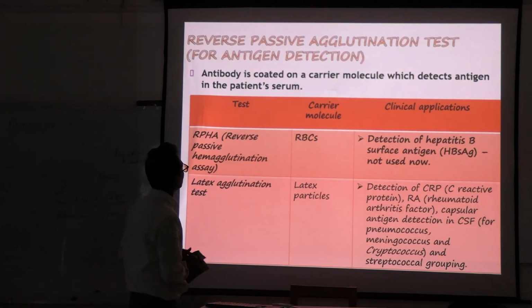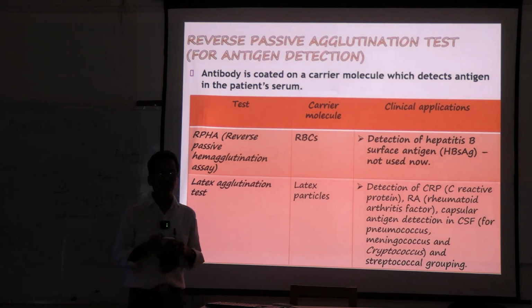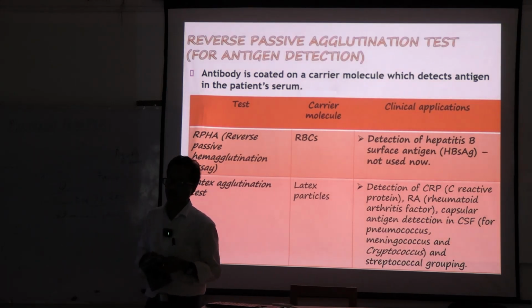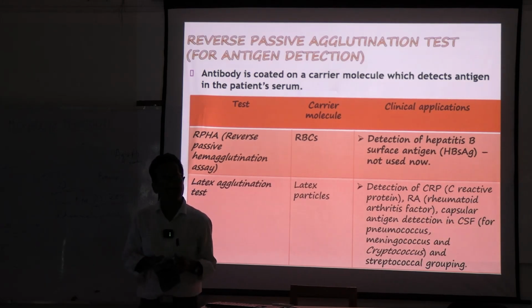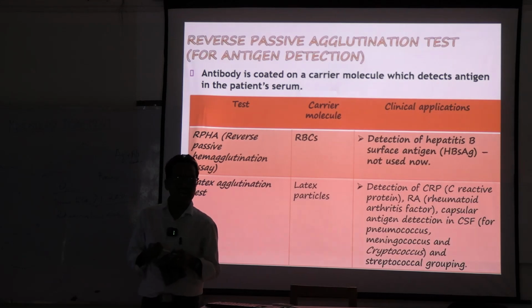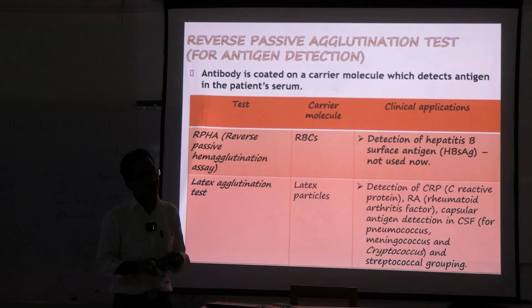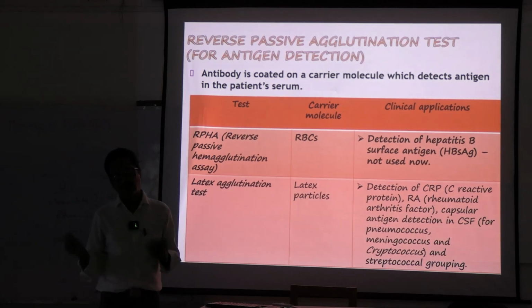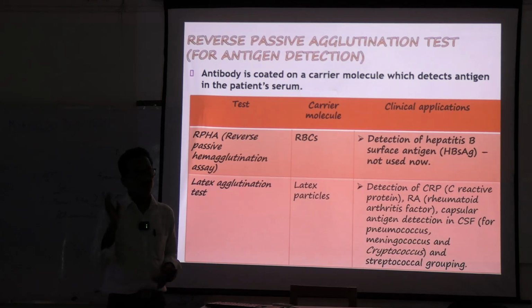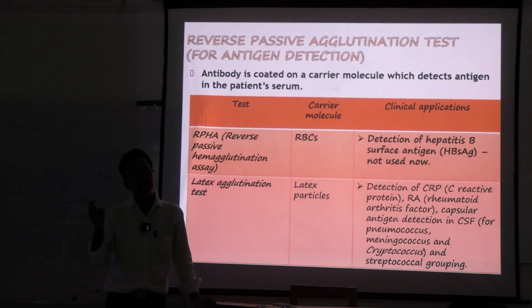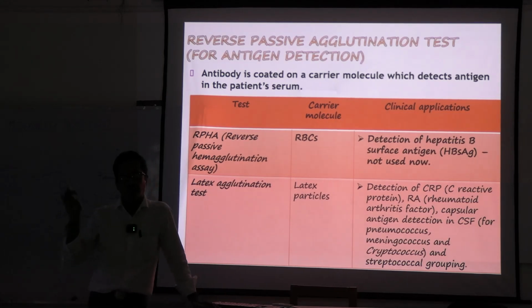Now, reverse passive agglutination test. It is a very favorite question for our examiner in West Bengal. Reverse passive hemagglutination test. Reverse means we are not detecting antibody, we are detecting antigen. That's why it is reverse. Then passive means it is not a direct agglutination test; some carrier molecule is there. Hemagglutination means RBC as carrier molecule. So reverse passive hemagglutination test is RBC as carrier molecule, where we are detecting not antibody, but antigen.